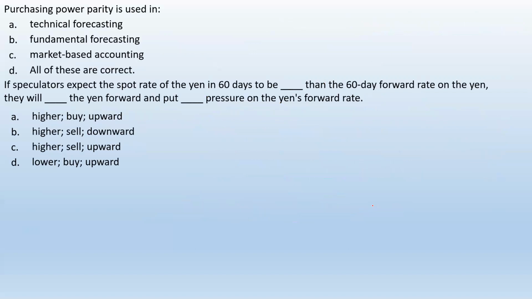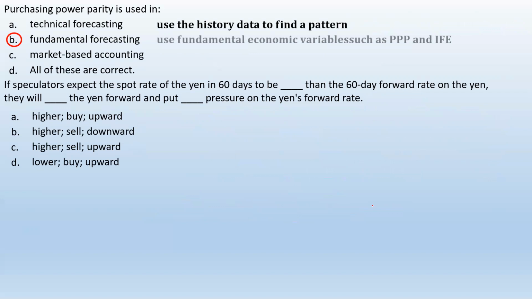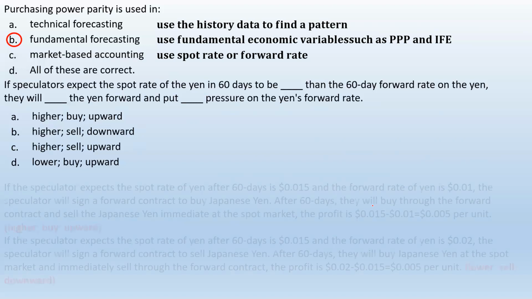And then after that, it's just some practice. Purchasing power parity is used as, of course, fundamental forecasting. I just show you the definition of those three forecasting methods. Technical forecasting uses historical data to find a pattern. Fundamental forecasting uses the relation between economic variables and exchange rate movements. So basically, we can apply PPP, purchasing power parity, and the international Fisher effect. Market-based forecasting basically uses the spot rate or forward rate.